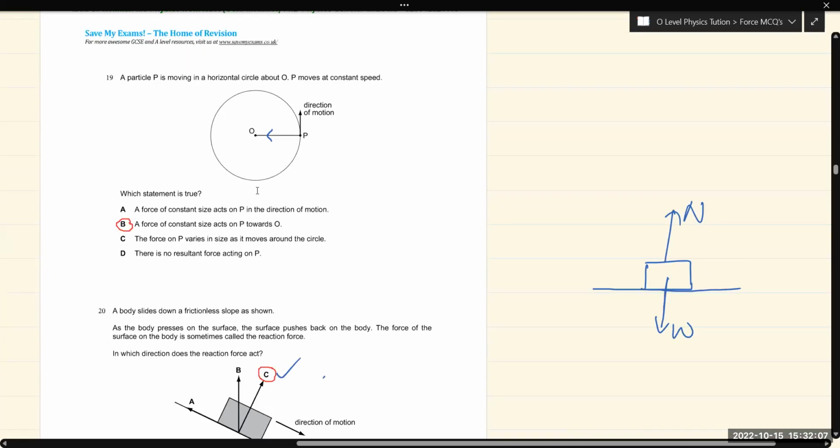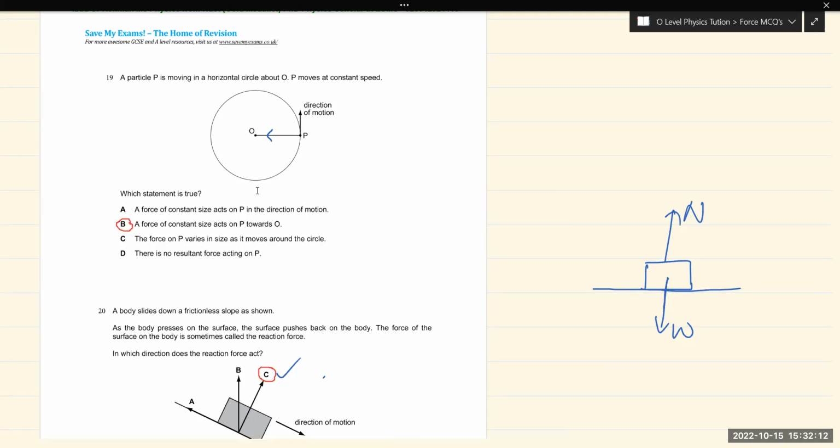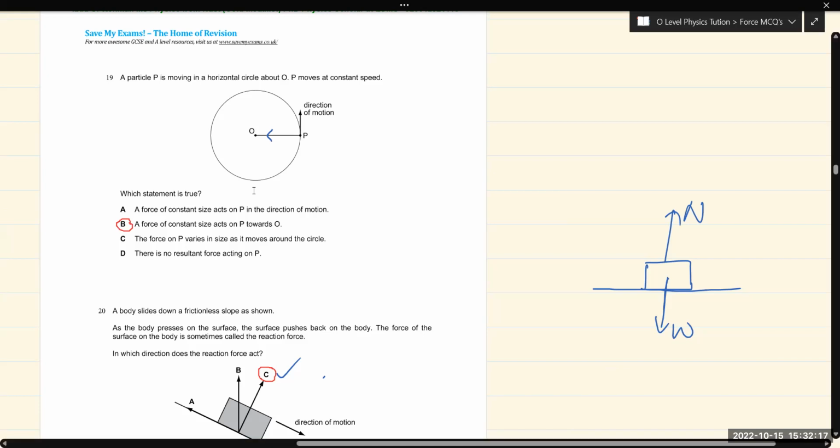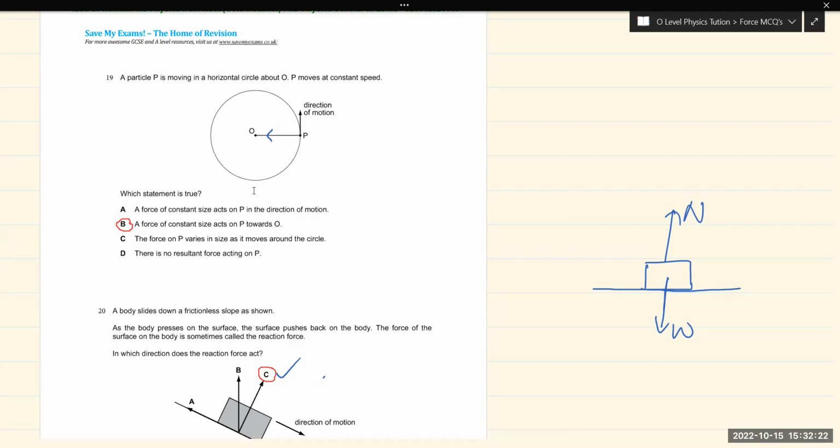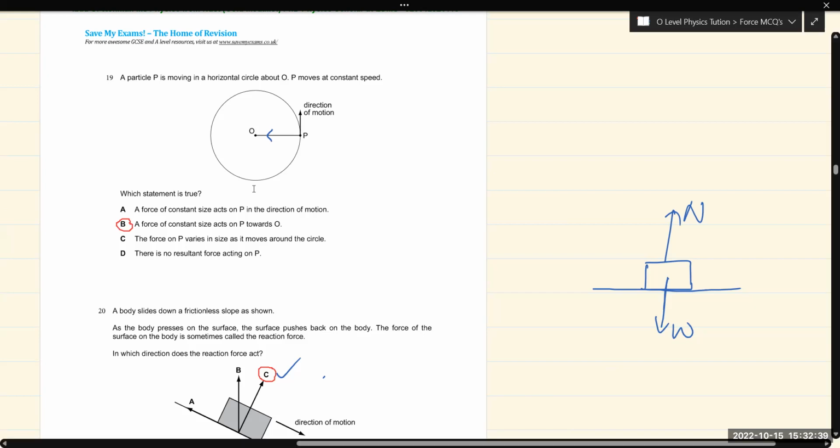So a particle P is moving in a horizontal circle about O. P moves at constant speed. Which statement is true? A force of constant size acts on P towards O. So जो force apply हो रही है वो constant size की है, acts on P towards O. तो हमारे पास यही statement correct मिलती है when the particle is moving in a horizontal circle. ठीक है? If P is moving at a constant speed.